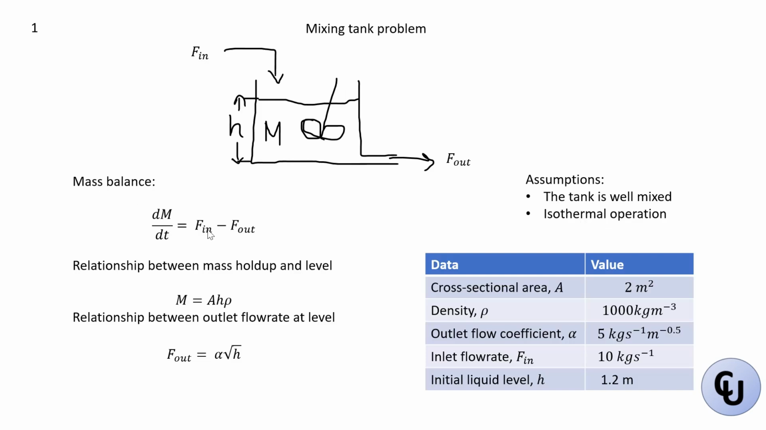Now we have the mass balance. These are the equations that we want to solve. The mass balance equation and the relationship between mass hold up and the level, given as area multiplied by height multiplied by the density, and the relationship between the outlet flow rate and the level. So F out equals alpha square root of the height. You have some data here: the cross-sectional area, density, the alpha, F in, and the initial level in the tank.